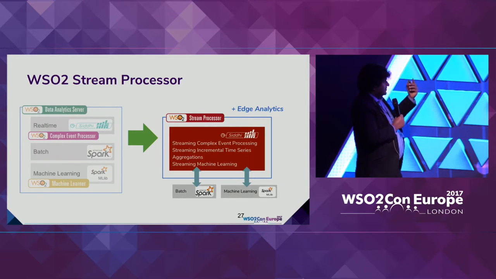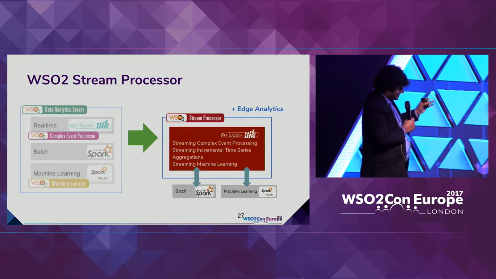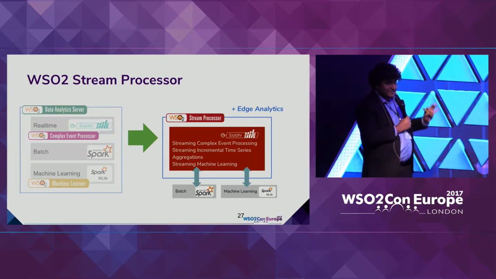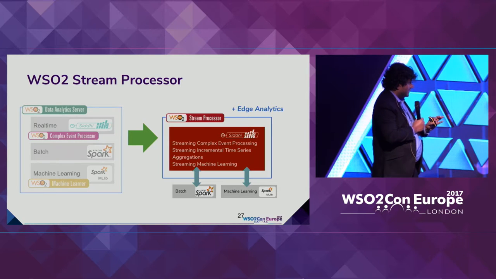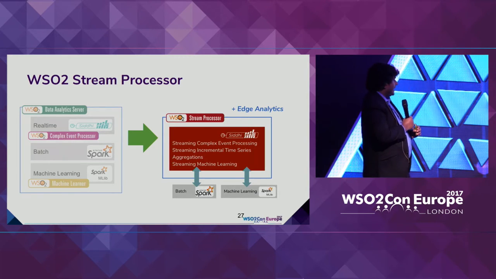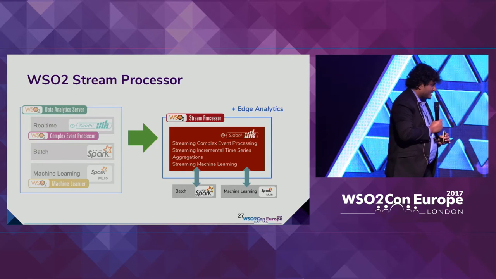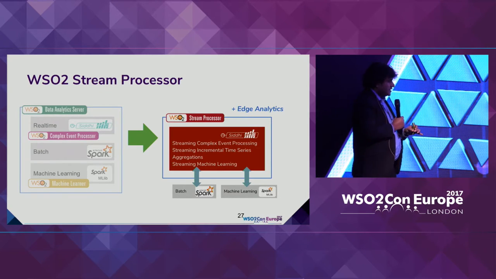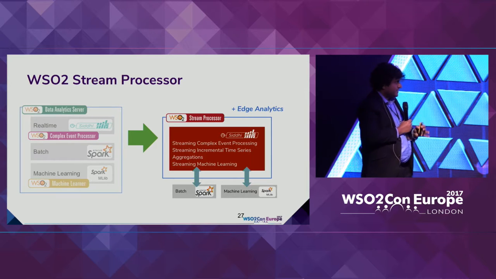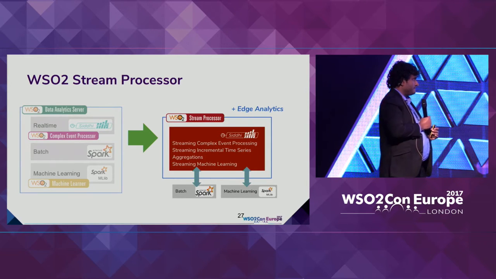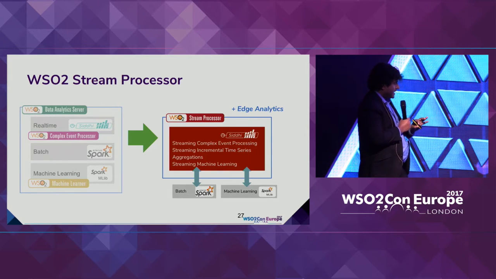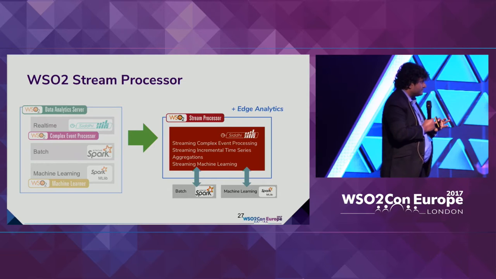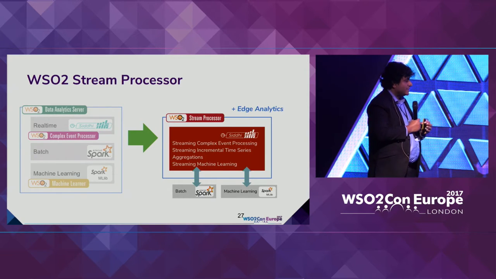So let's look at how WSO2 Stream Processor comes into the picture. At the moment, we have a Data Analytics Server, which is made up of the real-time processing unit, the Siddhi engine, batch processing using Apache Spark, and machine learning with Spark MLlib. With our upcoming next release, we have made it leaner and made a single profile which has the real-time processing mainly.